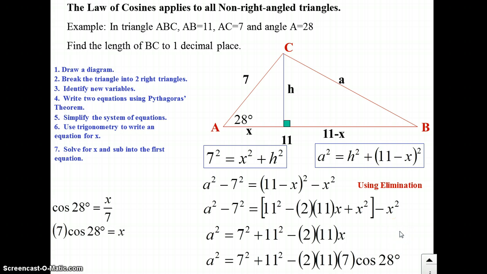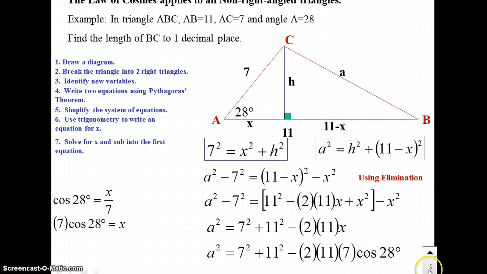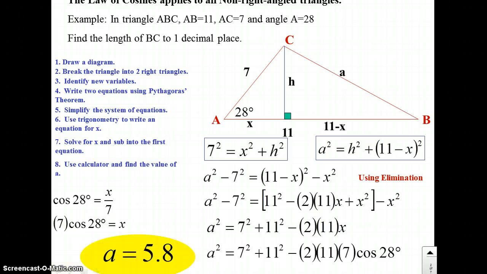If I go back and look at my original equation that didn't have an h in it, didn't have any x's in it, I've got the sides 7 and 11, and I've got my angle 28 degrees, and that's all I need to find side A. My two sides, 7 and 11, here they are, and my angle of 28 degrees. I can now solve for A. So this is some calculator work. Let's solve for A. And we should come up with about 5.8.